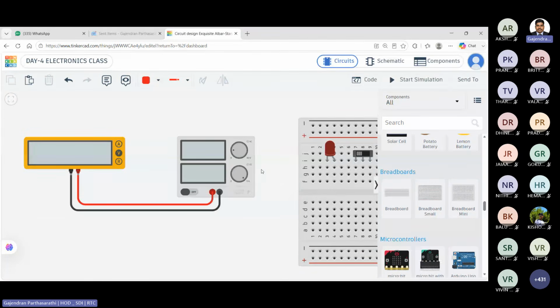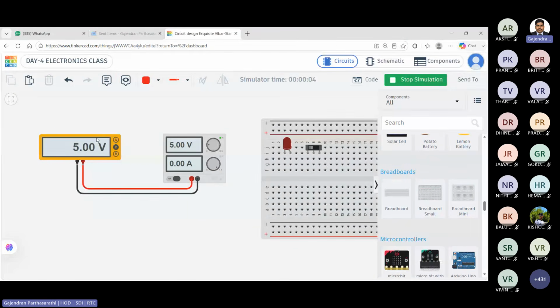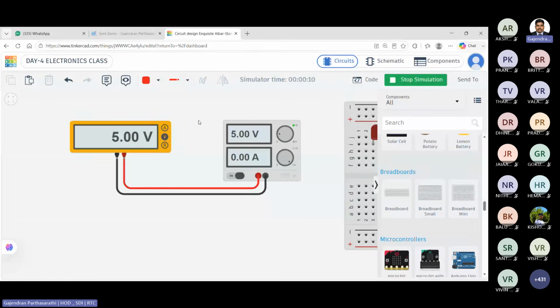Okay, now listen, engineer. I made the system turn on. Please observe this multimeter reading. What does your multimeter show now?